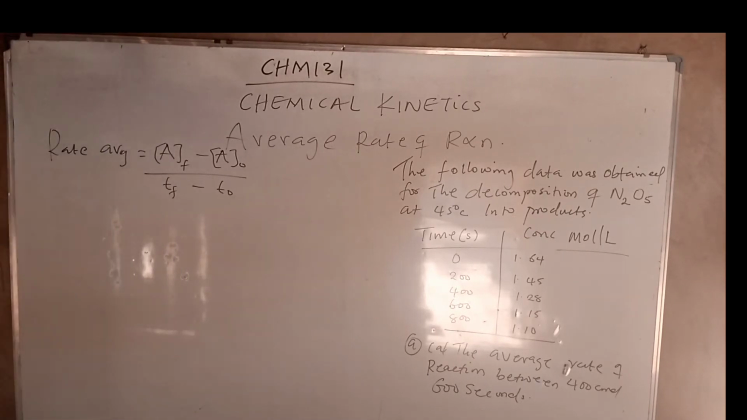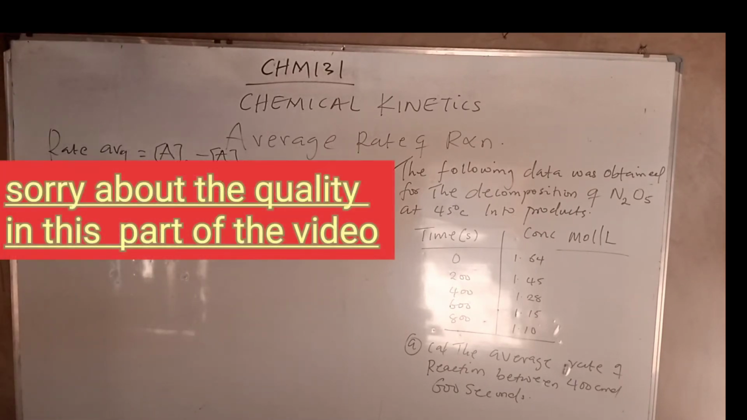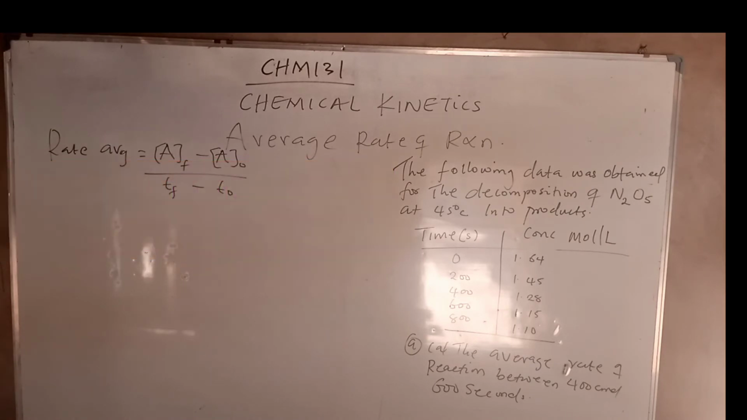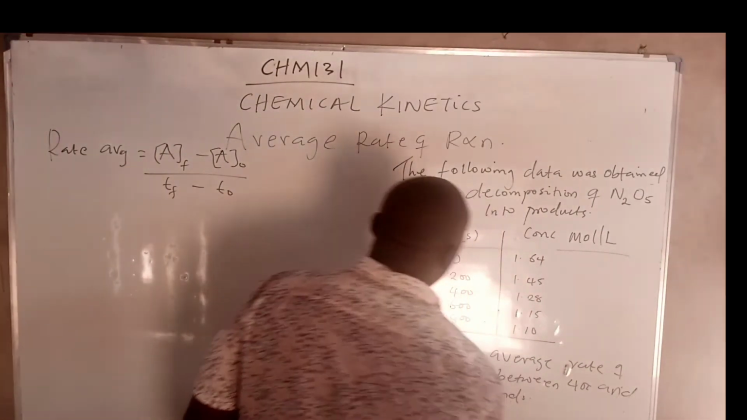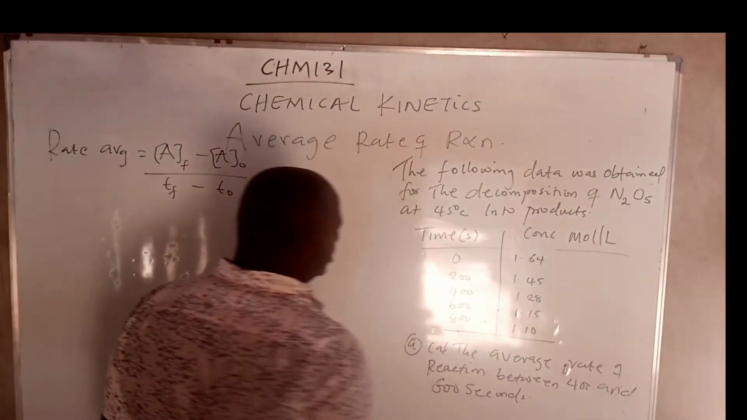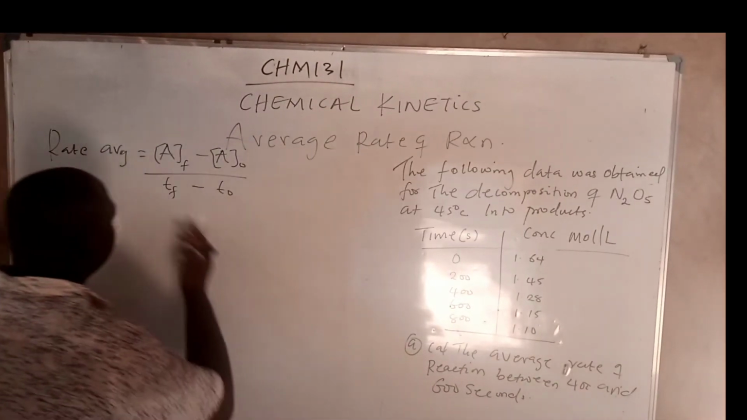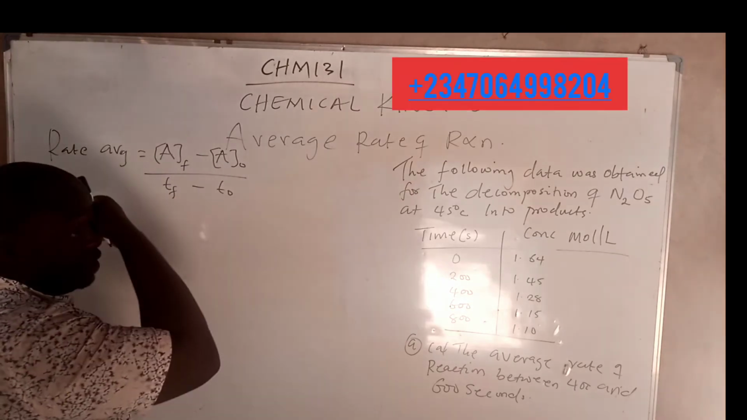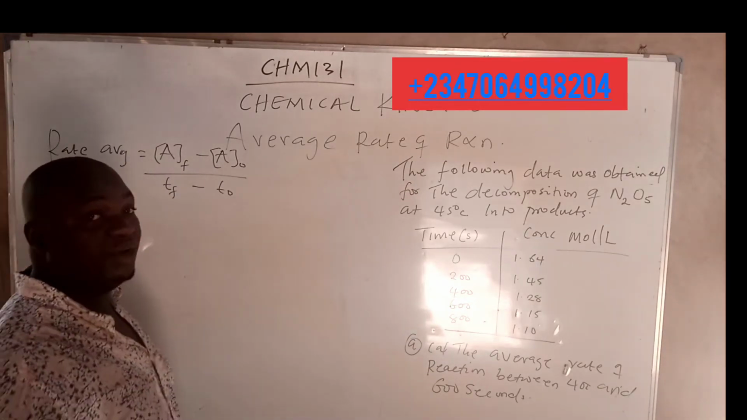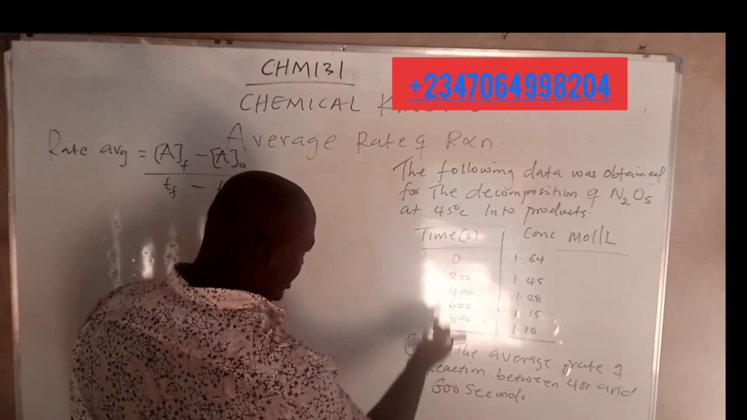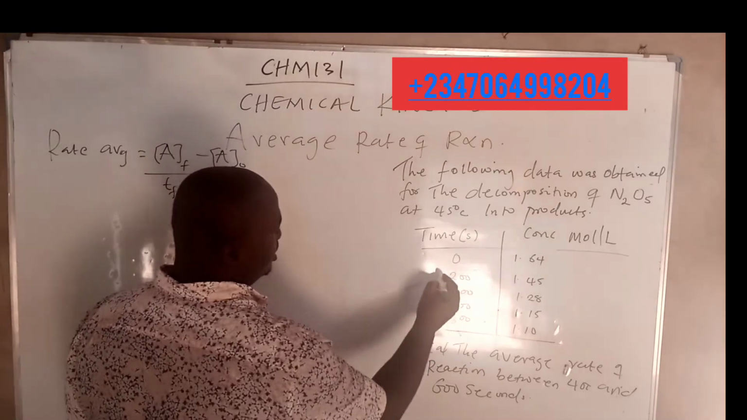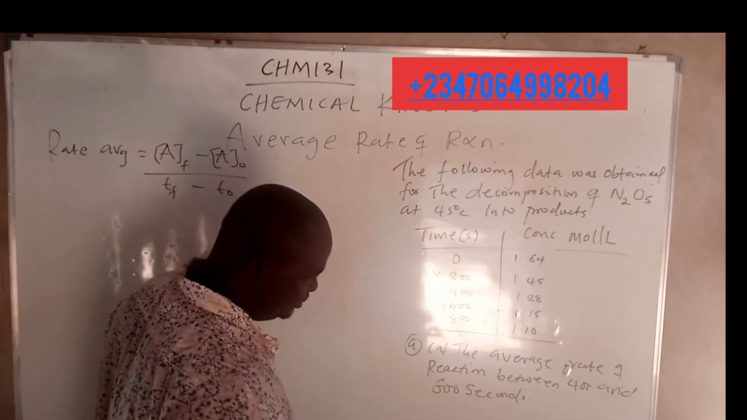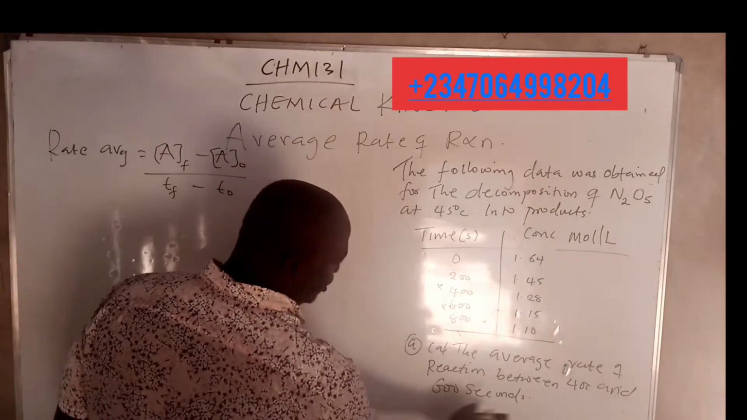We have an example at the board, and they ask us to calculate the average rate of reaction between 400 and 600 seconds. So this is the time, because this is the concentration. Remember, the average is the change in the final minus the initial all over the time in the final minus the time in the initial. Looking at this question, our final is 600 and the initial is 400 from the question.